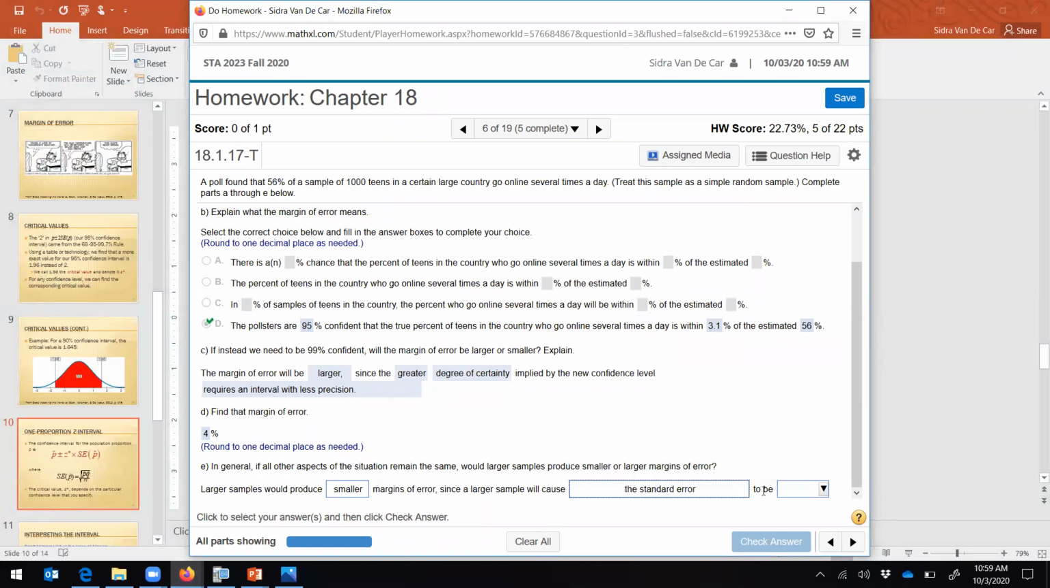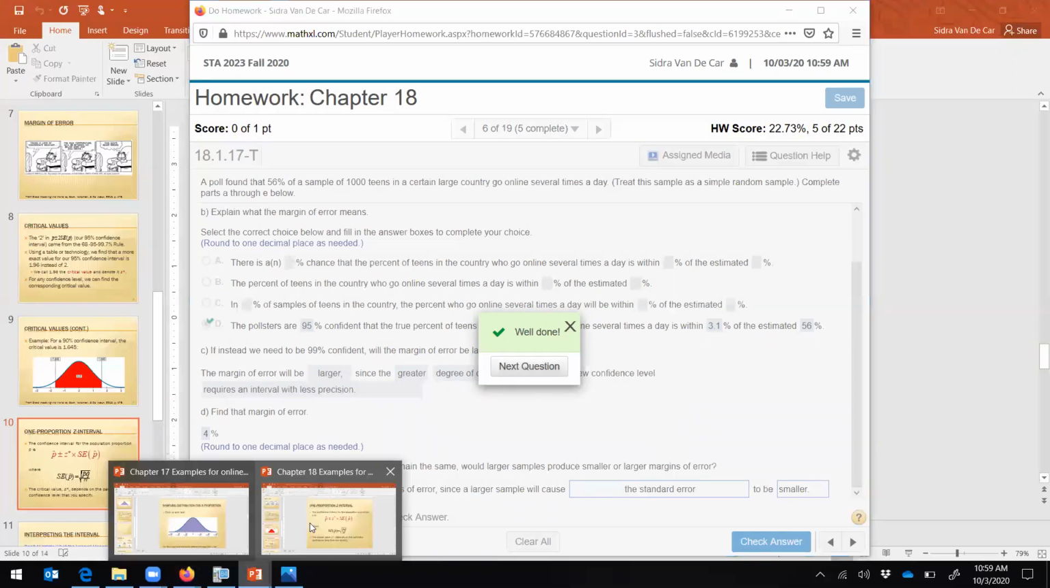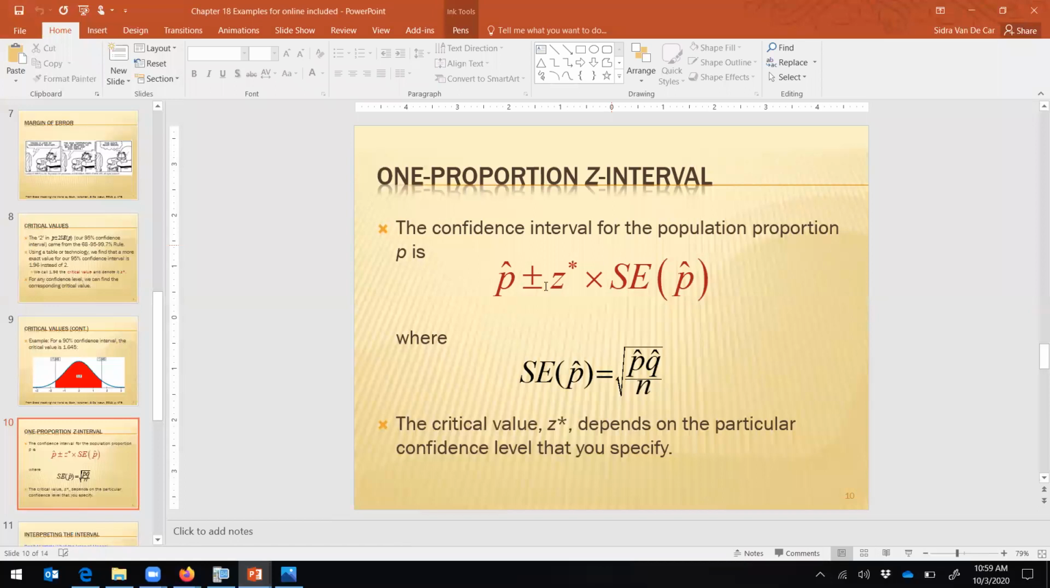The standard error to be smaller. That's what I meant by that fraction is smaller, right? The critical value is the Z star. Notice it doesn't affect the Z star. That's the critical value. It's only making the standard error smaller.